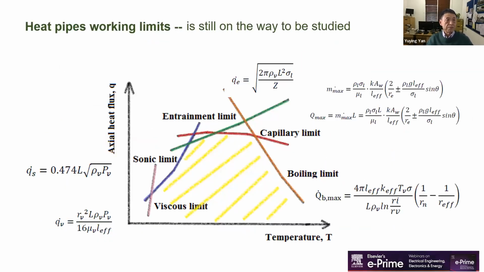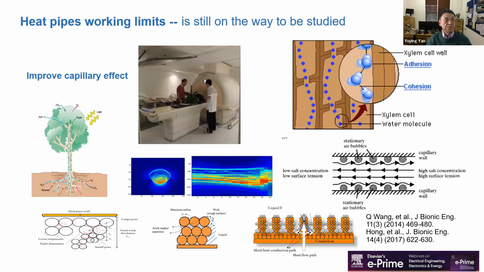The heat transfer performance of heat pipes or vapor chambers is still to be improved. Basically, we try to overcome some major limitations, such as the viscosity limit, sonic limit, entrainment limit, capillary limit, and boiling limit. Obviously, this is a very difficult challenge. Again, something we can learn from nature. Nature may help to give us useful solutions.